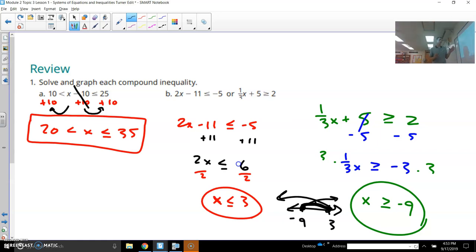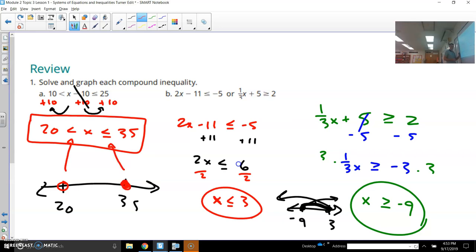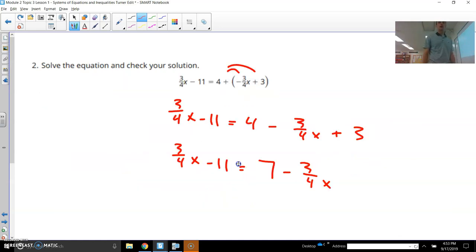Now part A, if I'm talking about graphing, this one is truly trapped between 20 and 35. I want it open at 20 because there is no or equal sign. I want to fill this one in because it does have an equal sign, and any value trapped in between them. Let's go to number 2.